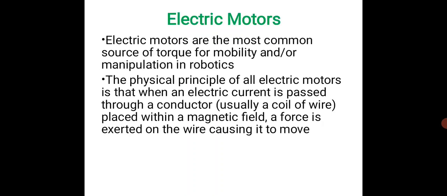And coming to the electric motors, these are the most common source of torque, which is used for mobility and for manipulation in robotics. The physical principle of all electric motors is that when an electric current is passed through a conductor, normally a coil of wire, which is placed within a magnetic field, a force is exerted on the wire which will make it move.